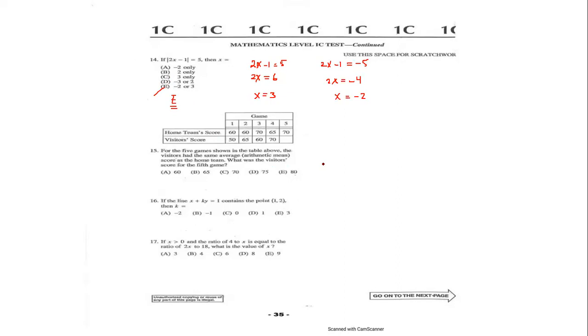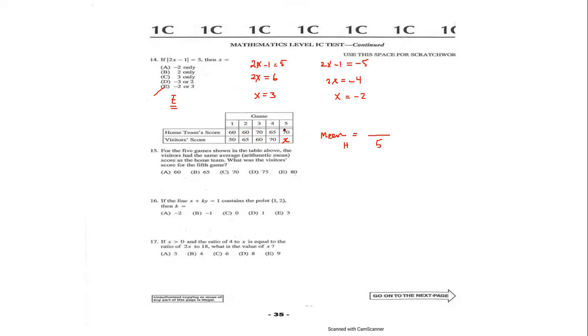Question 15. For the 5 games shown in the table above, the visitors had the same average, arithmetic mean, score as the home team. What was the visitors' score for the 5th game? Yeah, we can let it be x for the 5th game. So they have the same what? Arithmetic mean. What's the mean of the home team's score? We have to add all up and divide by 5. On the calculator, 60, 60, 120, and 140.